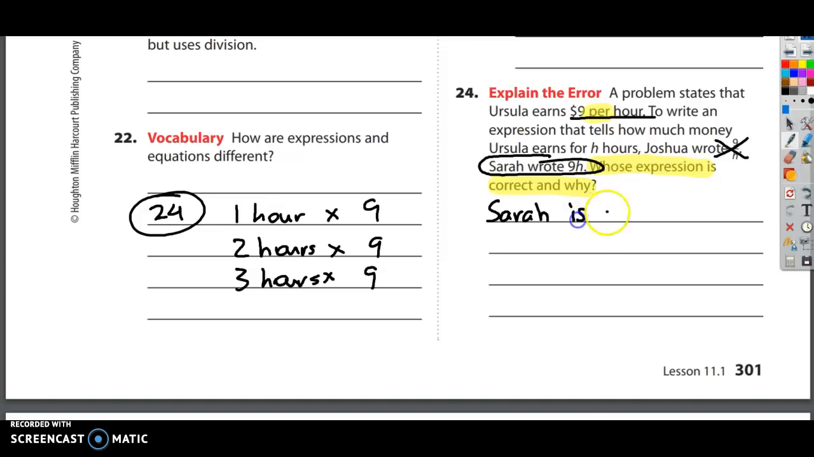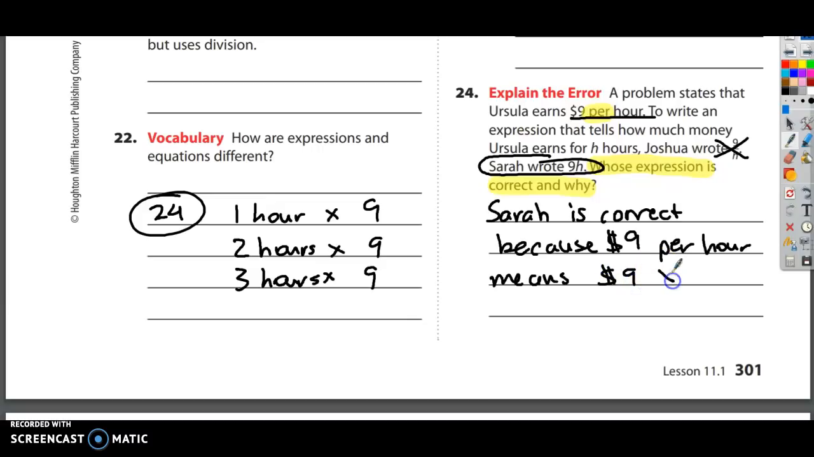Sarah is correct because $9 per hour means $9 times the number of hours she worked. Times the number of hours she worked.